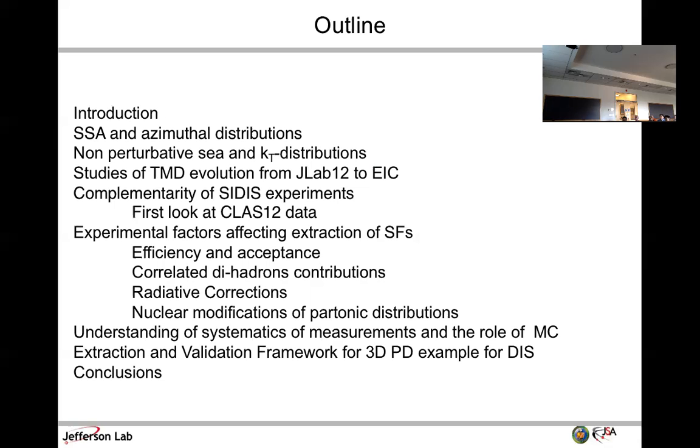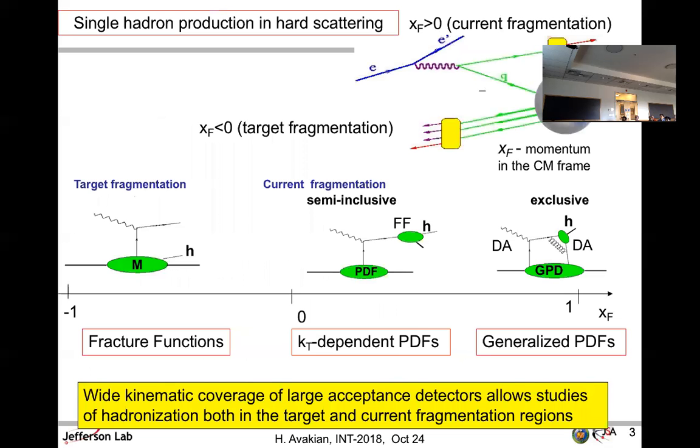The discussion of the systematics and measurements extraction we'll have later on in the discussion session. I will just show something, and then we'll have the discussion about the Monte Carlos.